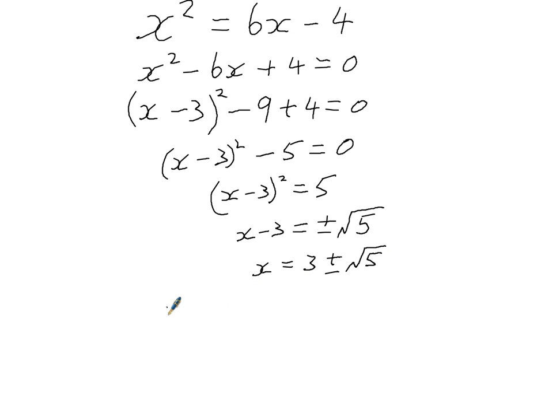So the 2 possible answers, or 2 possible roots, are x equals 3 plus root 5, or x equals 3 minus square root of 5. So this allows you to solve equations that previously we would have needed the whole quadratic formula to solve. Okay. If any of you are interested, there's a little challenge for you.